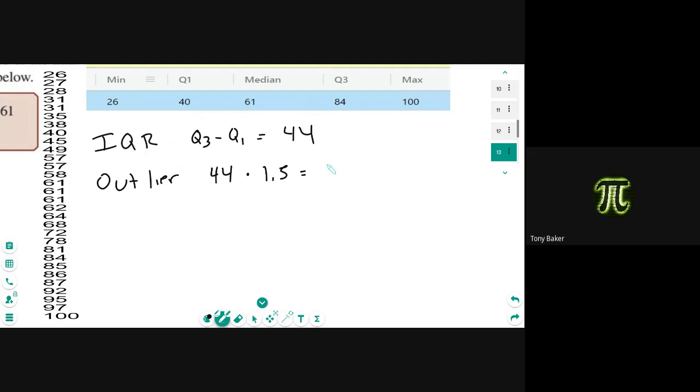Yes? Yeah. So I take... What was the other question? Well, I've got to find my outliers still. Oh, your outliers, or if there are any outliers. You're going to have negative. Yeah. So Q1 minus 66 is negative 26. And Q3 plus 66 is 140? No, 150.